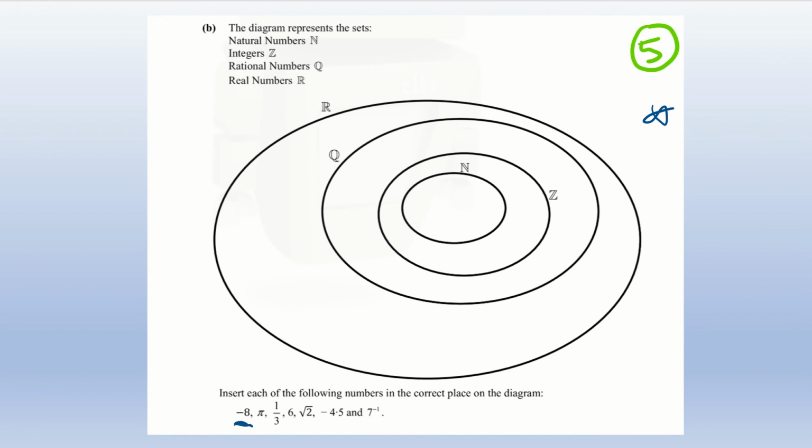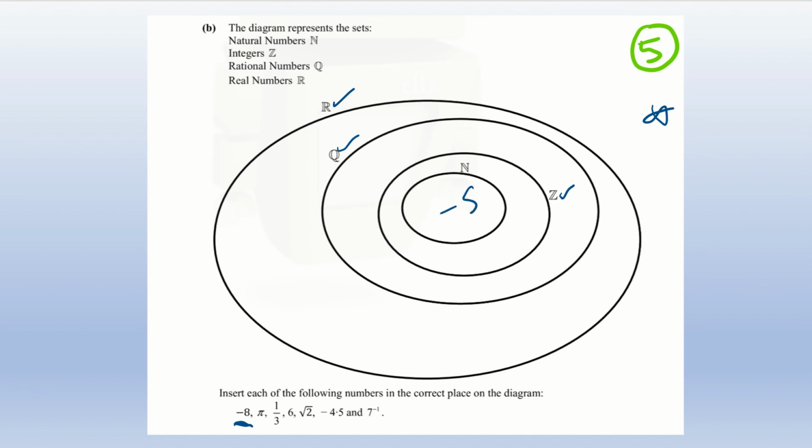So we'll start with minus 8. And minus 8, we know it's a real number. We know it's a rational number because it can be written as minus 8 all over 1. We know it's an integer because it's a whole number. Even though it's a negative, if we remember back to what our integers actually were, they can be negative whole numbers. So if we keep going in one more circle, is minus 8 a natural number?